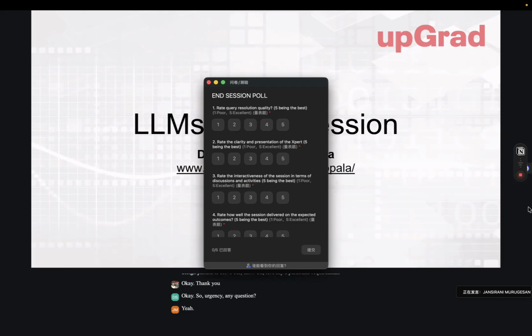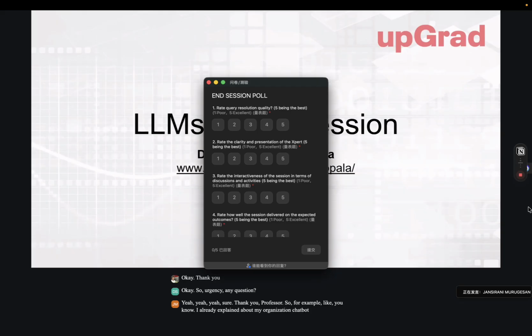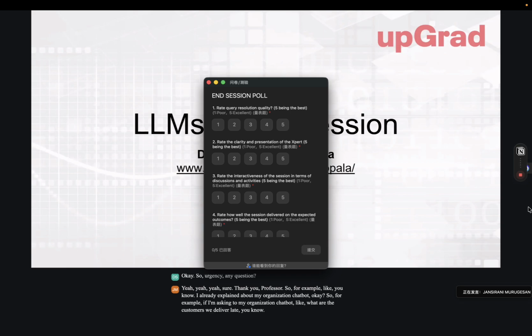Yeah, sure. Thank you, Professor. For example, I already explained about my organization chatbot. If I'm asking my organization chatbot which suppliers delivered late last month, say by 7 days or something, and if we use chain of thought, from my understanding of what you mentioned in this slide, it just answers without going to the system and without checking anything inside the system, based on standard generic information.